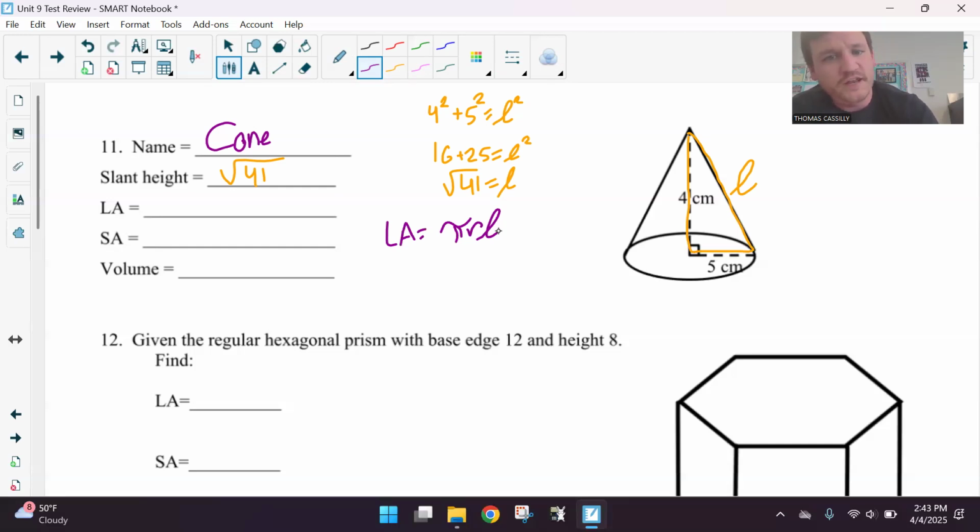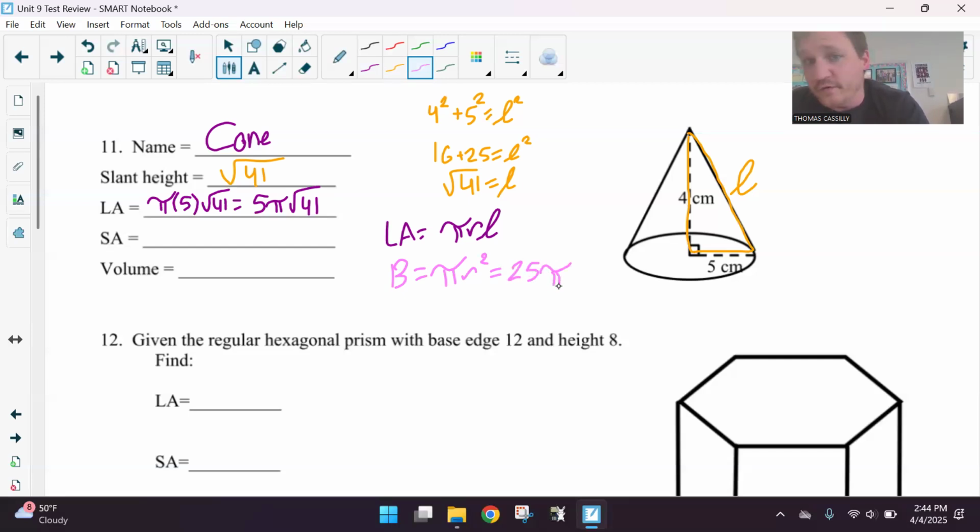If I make a mistake, I make a mistake. You guys can call me out on it. Anyways, that's okay. So we're just gonna have pi times 5 times the square root of 41. That's going to be 5 pi square root of 41. Can't really do anything with that. If you want to get a decimal, you could throw all of that in, but that's okay. The surface area is going to be that lateral area plus the base. So I'm going to call that capital B. The base is equal to pi r squared. That is going to be 25 pi, right? The base, the radius is 5, so 5 squared is 25.